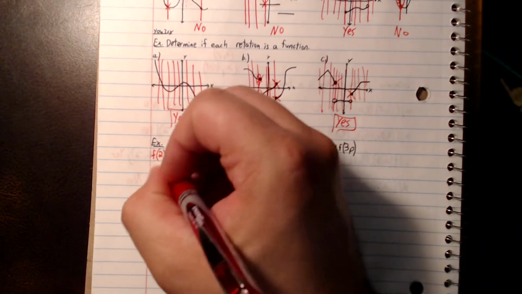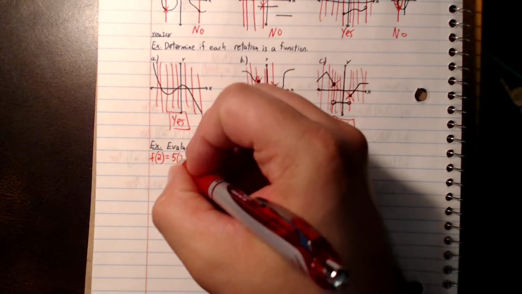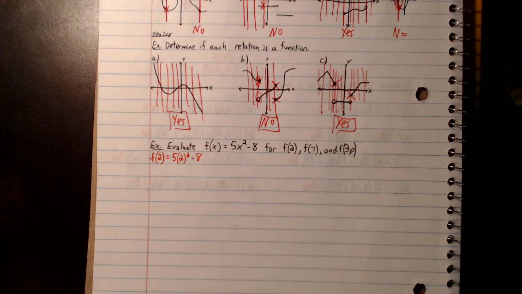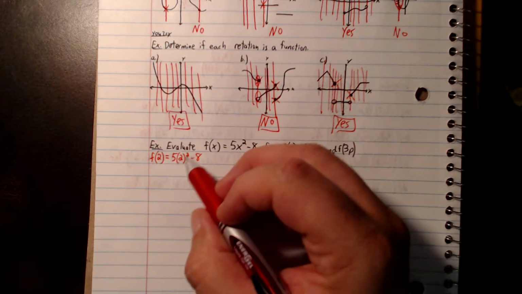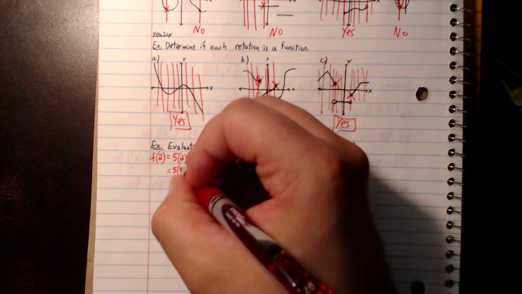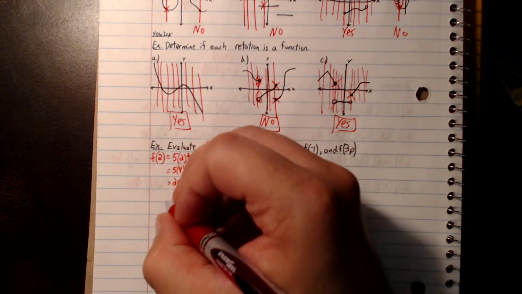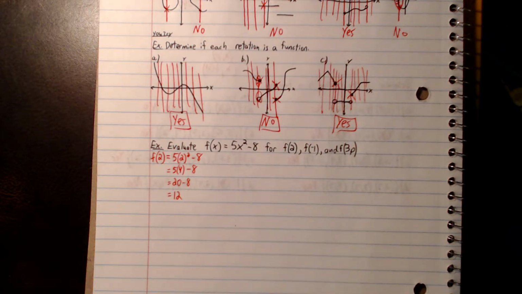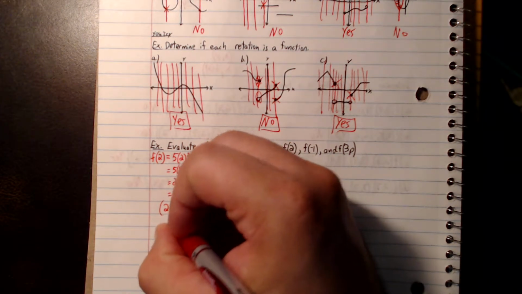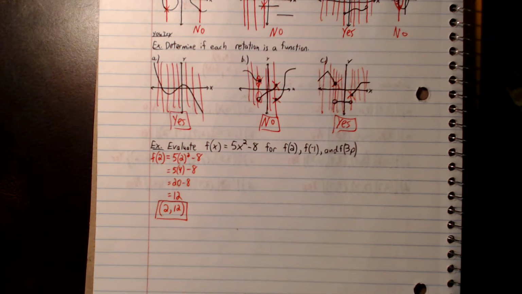First we'll do f of 2. Notice how I'm actually writing what I'm evaluating here. We want to make sure we follow PEMDAS, however you say it. So we need to make sure we do our exponents first. 2 squared would become a 4. 5 times 4 would be 20. 20 minus 8 gives us 12. So we get 12 as a solution. And if we wanted to write it as a coordinate pair, we would write it as (2, 12). Meaning, if I plug in a 2, I should always get a 12 out.